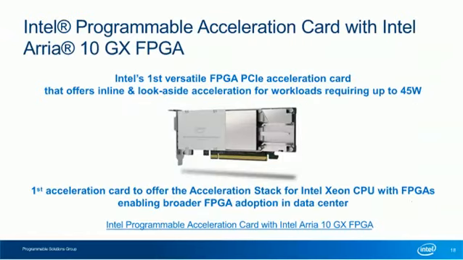The FPGA hardware that supports the acceleration stack and the development flow is here. The Intel Programmable Acceleration Card with Intel Arria 10 GX FPGA is the first platform to support the acceleration stack for Intel Xeon CPU with FPGAs. This is a versatile Intel-qualified low-power FPGA PCIe acceleration card that can be used for both look-aside acceleration workloads or inline acceleration. This board supports inline acceleration with network connectivity. The ability to support this enables broader FPGA adoption in the data center.